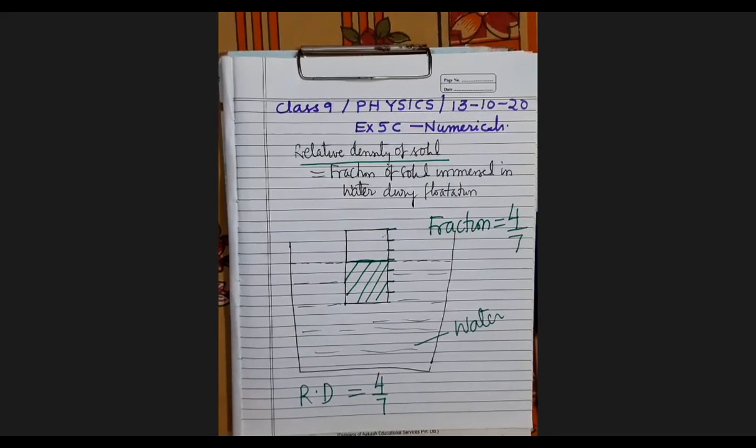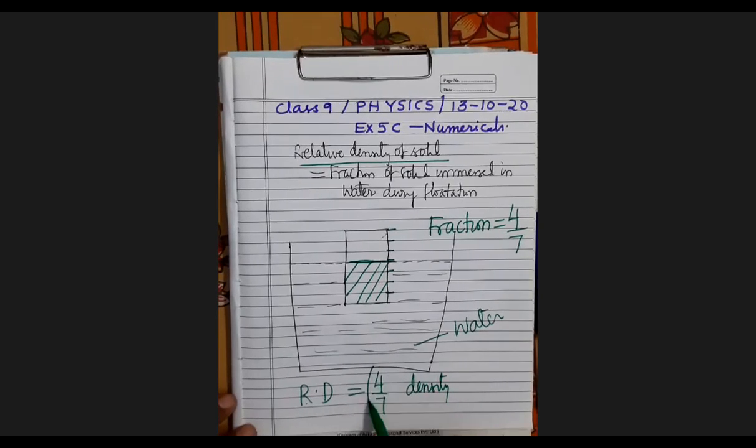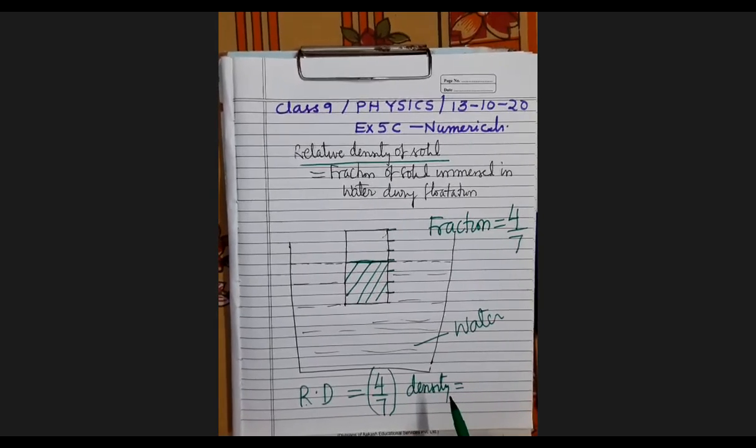Adi, what will be the density here? If RD is 4 upon 7, then what will be the density? Sir, 4 by 7 gram force. Gram per centimeter cube. 4 upon 7 gram per centimeter cube. Is it clear?